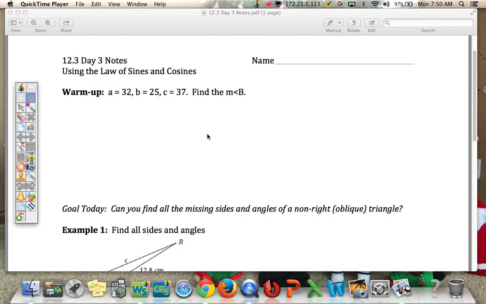We're going to look at using the law of sines and cosines to find all sides and all angles in a non-right or an oblique triangle. So let's start with the warm-up. Let's say we have a triangle with three sides, A, B, and C. Can you find the measure of angle B?